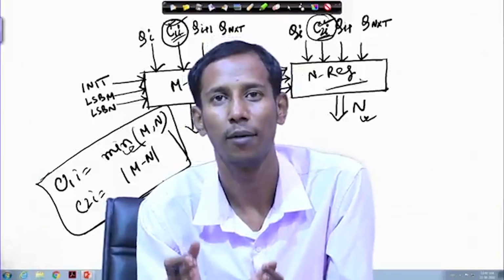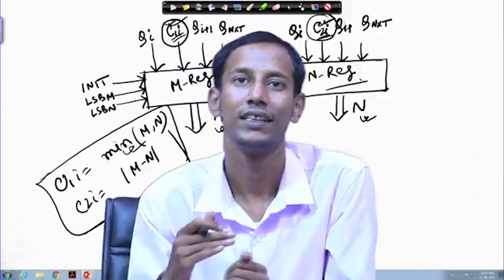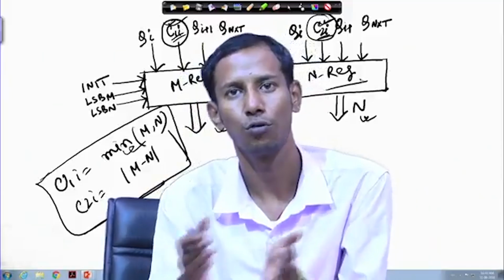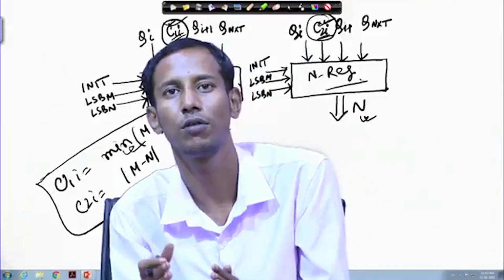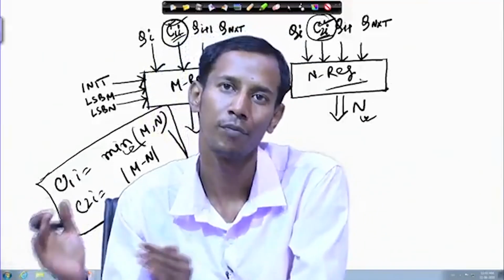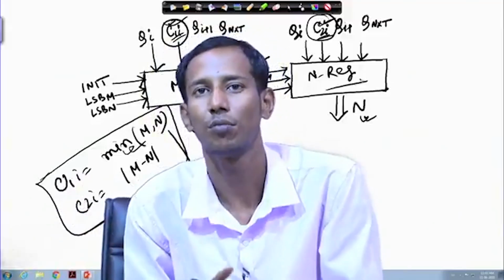So for today's class this is it. In the next class we will continue from this particular point and we will try to build the final circuit of GCD of 2 numbers. Okay.